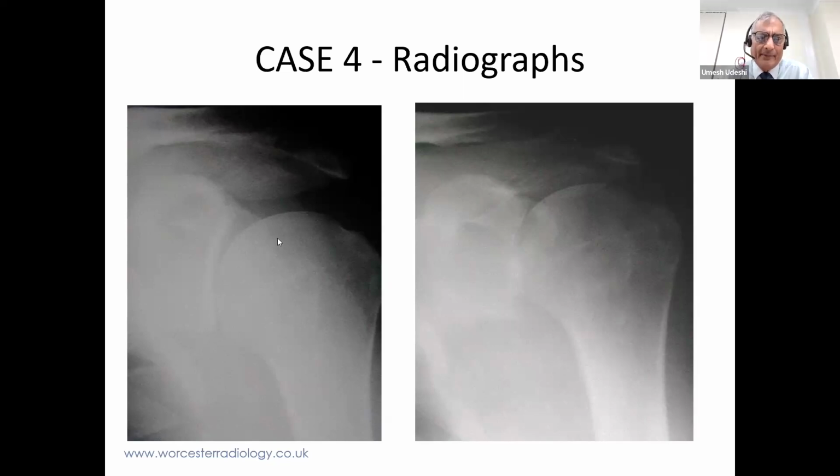So what do you think happened? Why have they suddenly got a septic arthritis between this left-hand X-ray and this right-hand X-ray? What happened? What's the story here? What do doctors do when patients turn up with shoulder pain in their clinic? Absolutely. They've had a steroid injection, haven't they? And they've got a septic arthritis.